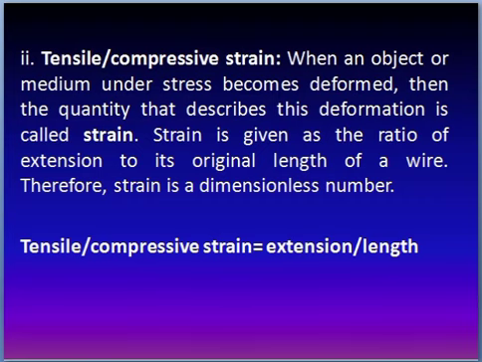When an object or medium under stress becomes deformed, the quantity that describes this deformation is called strain. Strain is given as the ratio of extension to the original length of a wire. Therefore, strain has no dimension at all. In other words, strain is equal to extension over length.